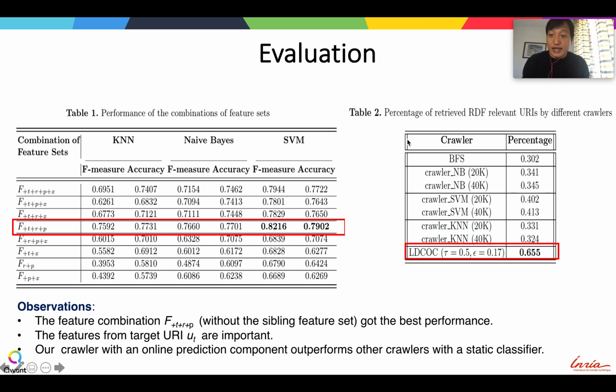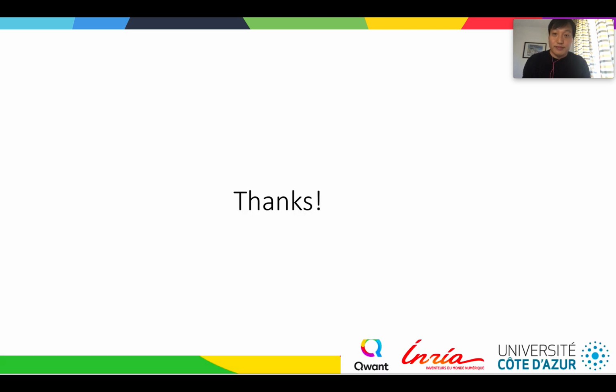And in the next experiment, we implemented a crawler with an online prediction component. We show that the crawler doubled the performance of other crawlers with a static classifier in terms of percentage of retrieved RDF relevant URIs. Thank you.